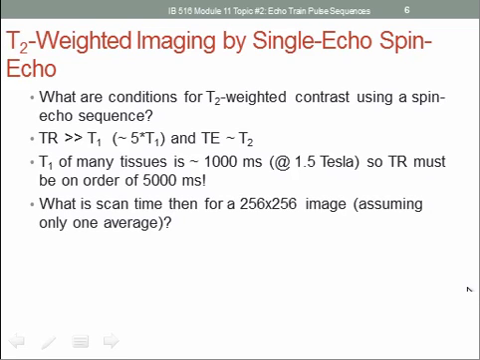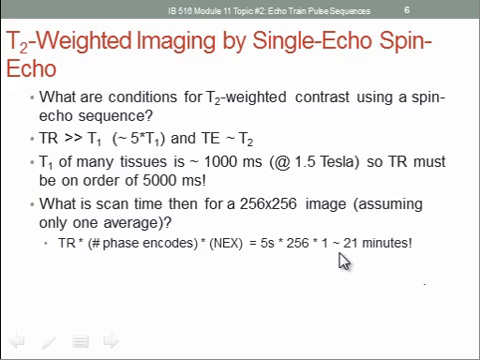So now if we have an image where the number of lines in KY is 256, then we have a scan that lasts for 21 minutes, and that's assuming only one average. If the signal to noise wasn't good, then we would have to average more, and if we average just one more time and go to NEX equals 2, then we have a scan that's 42 minutes. So clearly we need to find a better way, and people have done that.